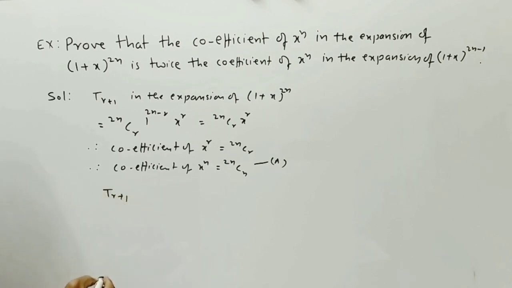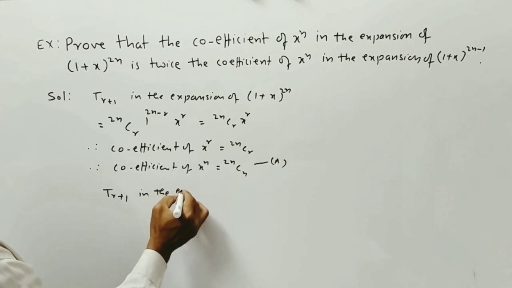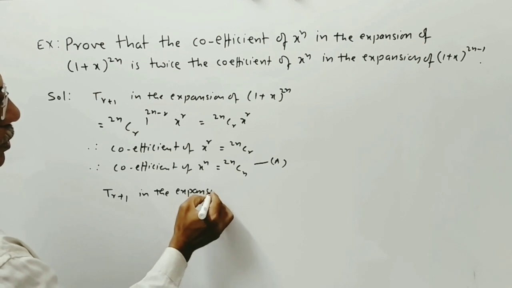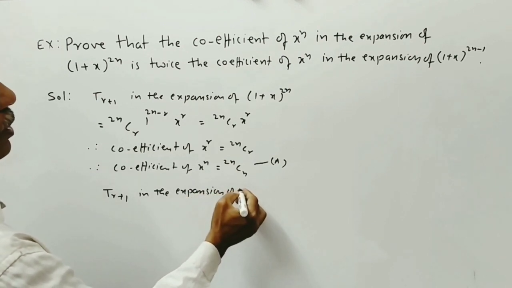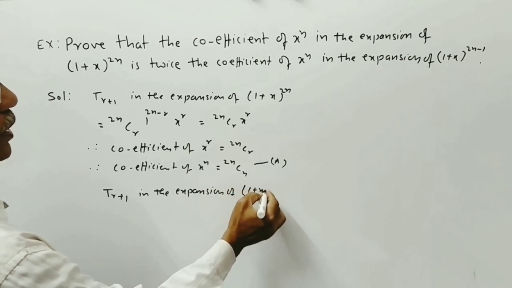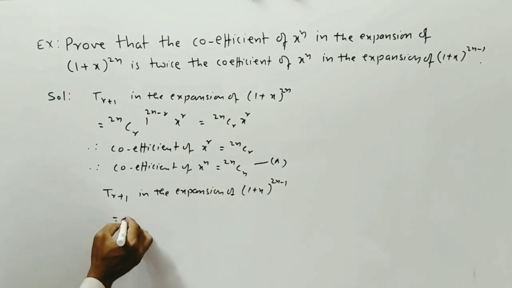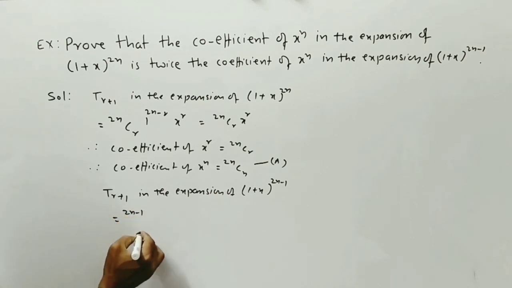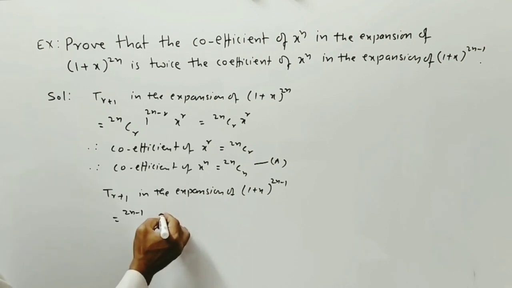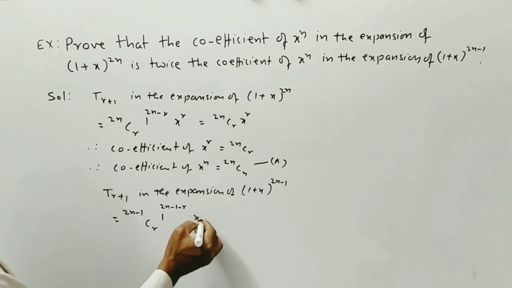T r plus 1 in the expansion of (1 plus x) whole raised to the power 2n minus 1 is equal to 2n minus 1 c r into 1 raised to the power 2n minus 1 minus r into x raised to the power r.